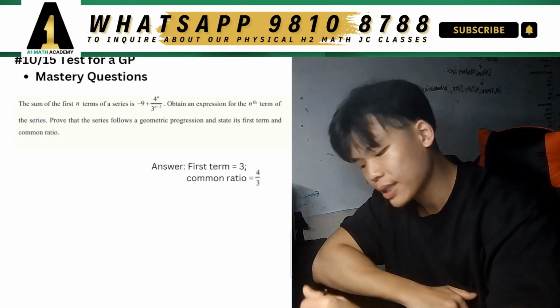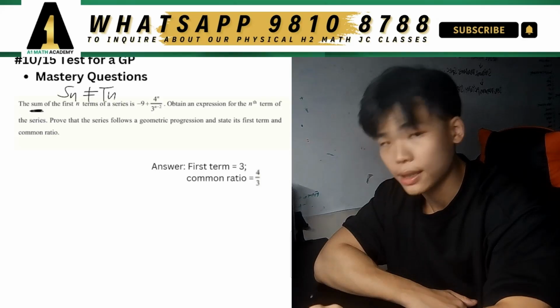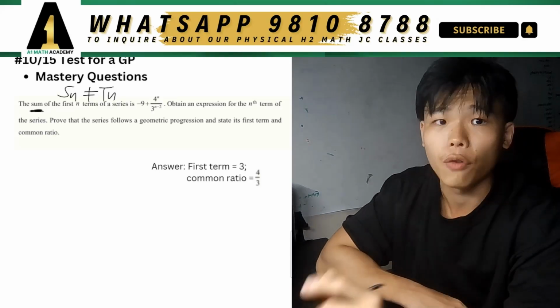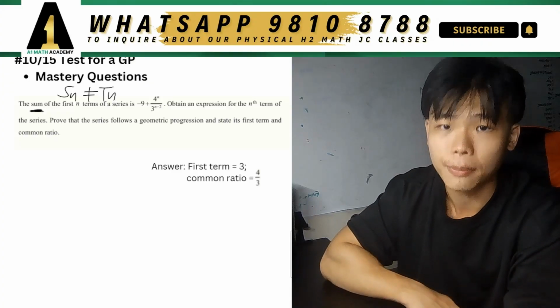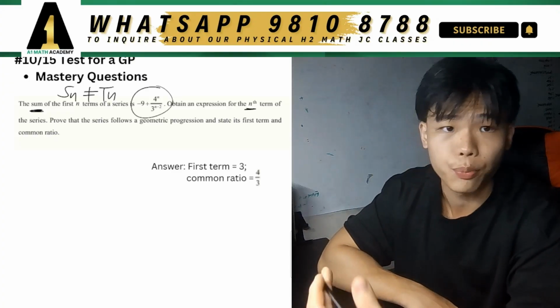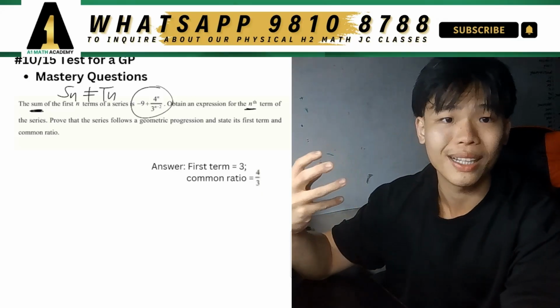Now, the sum of the first n terms of a series. So this sum means Sn. Note that this is not the same as Tn. Tn is the general term of a sequence. Sn is the formula for the sum of the first n terms. It's given as this. So it's the same approach as the previous video, whereby if we want to prove it's a GP, we need to first find out what is the Tn.